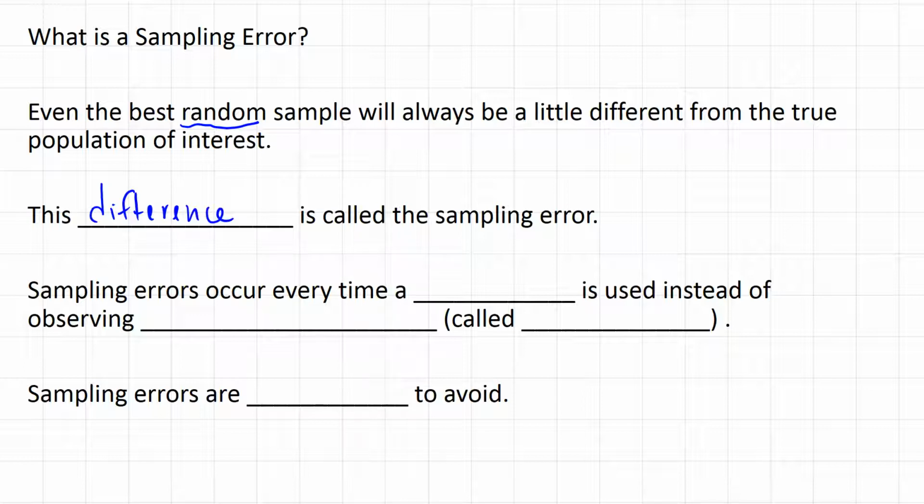Sampling errors occur every time a sample is used instead of observing every individual. And if we do observe every individual, it's called a census. So if we use a census, there's no sampling error. But if we do use a sample, there will be a difference, and that's called a sampling error. And sampling errors are impossible to avoid. What a good surveyor or a good sampler will want, though, is to minimize the error.